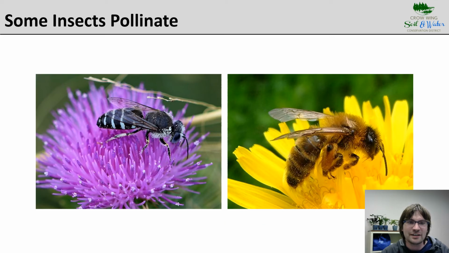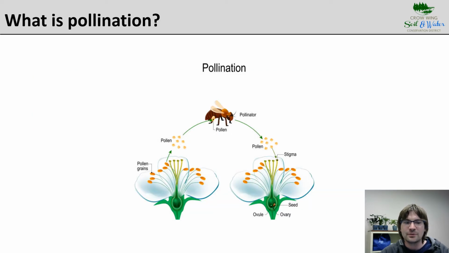Some insects pollinate, particularly bees. On the right we see a honeybee, and on the left we see a type of wasp. You may be wondering what pollination is. Pollination is the act of transferring pollen grains from the anther of a flower to the stigma.